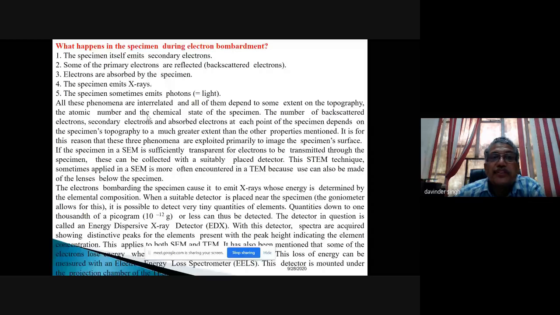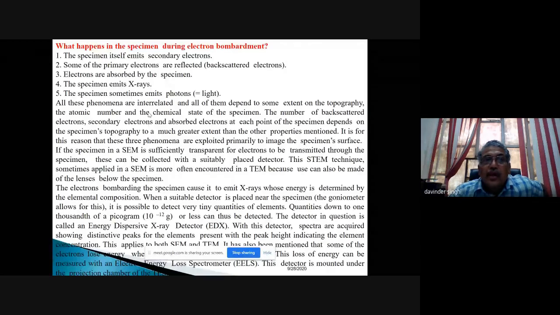Okay, so the specimen itself emits secondary electrons, number one. Some of the primary electrons are reflected, meaning backscattered electrons. Electrons are absorbed by the specimen. The specimen can emit X-rays; I will explain how it happens. Then the specimen sometimes emits photons. That's why you have energy dispersive X-ray analysis, meaning elemental analysis, with this SEM or TEM system.